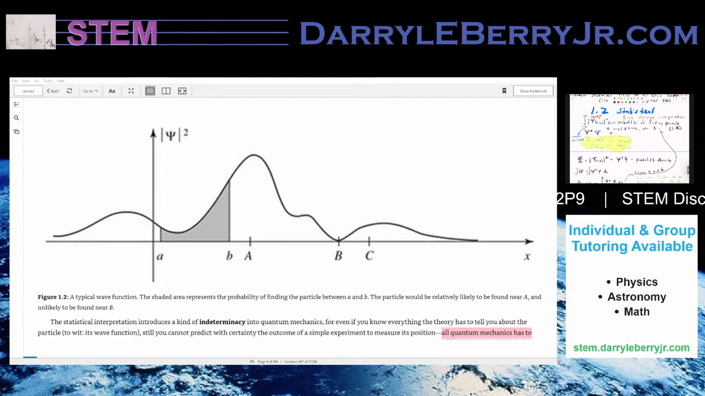I notice this is not showing my mouse. Let me see if I can make sure my mouse is showing. Well, let's fix that later.